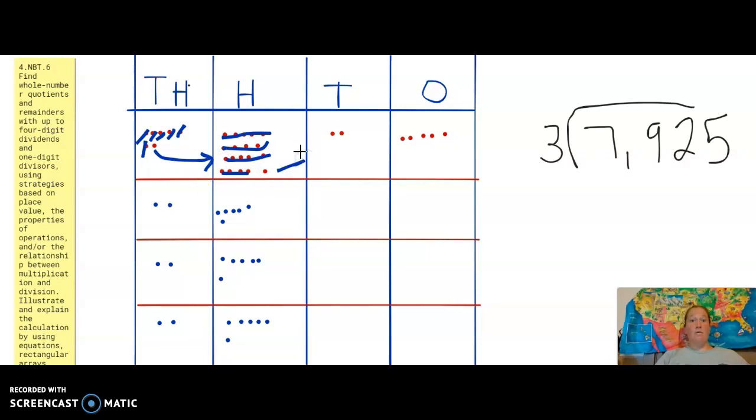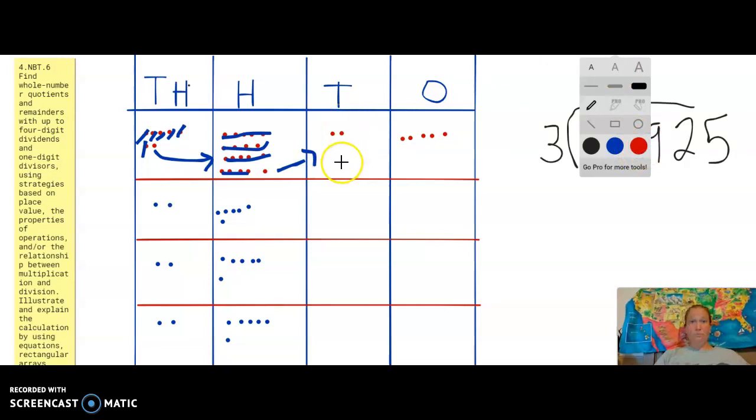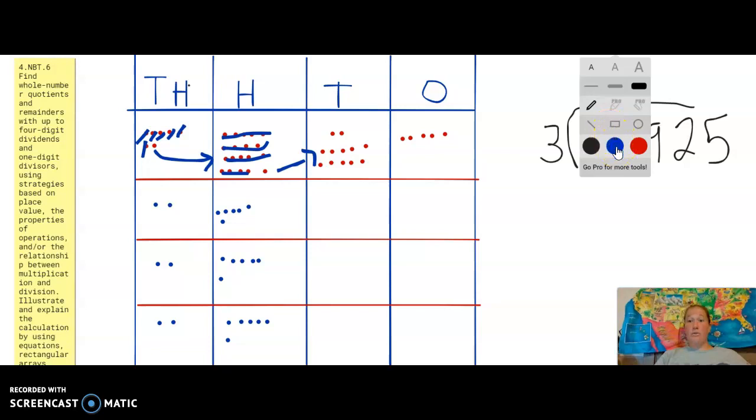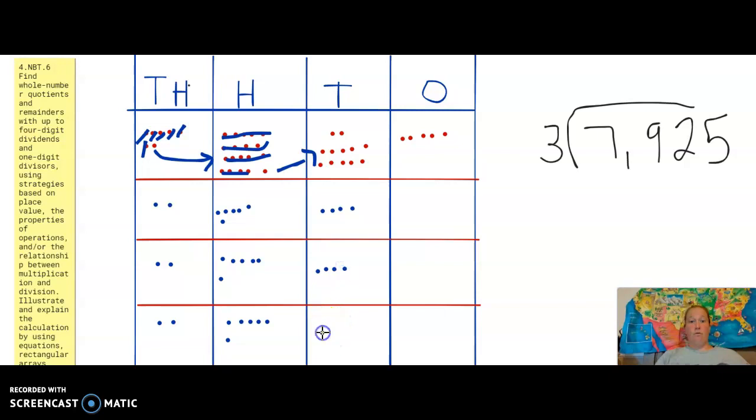Okay, this 100 will now move over to the 10s. And how many 10s are in 100? 10. So I have 10 and 2 more is 12. So if I have 3 groups and 12 of something, it's actually going to go in evenly. Each group will have 4 because I know that 3 times 4 equals 12. Okay, we used all 12 of our 10s.